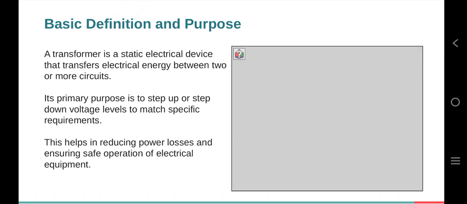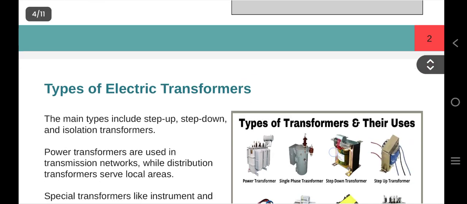But you remember that the transformer is a static device and it helps to transfer electrical energy between two or more circuits. Its primary purpose is to step up or step down the voltage level to match the specific requirement. That means according to our requirement, we can increase or decrease the voltage. This also helps to reduce power losses and ensure the safe operation of electrical equipment.